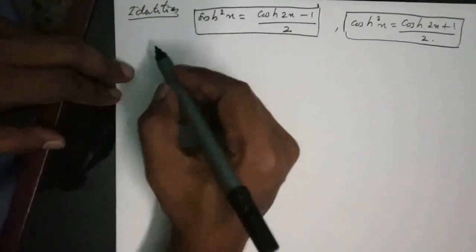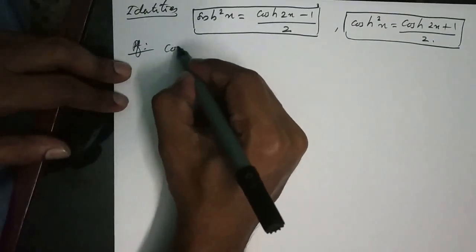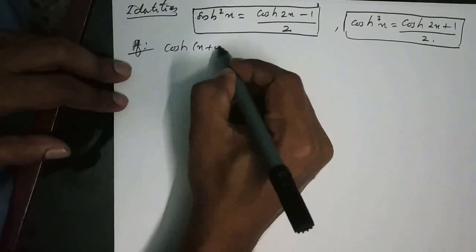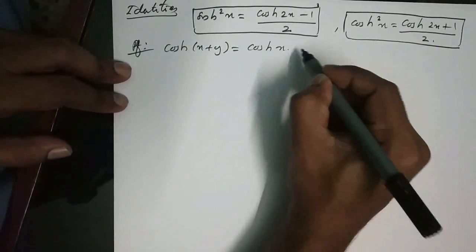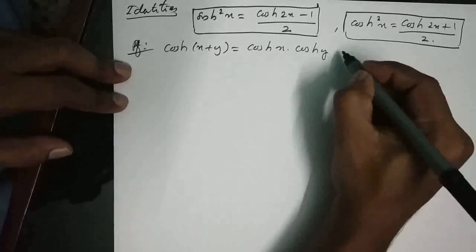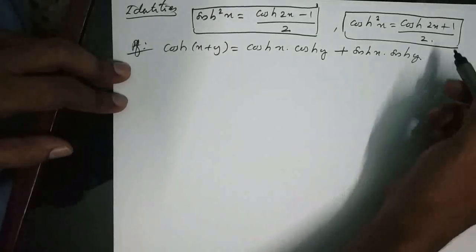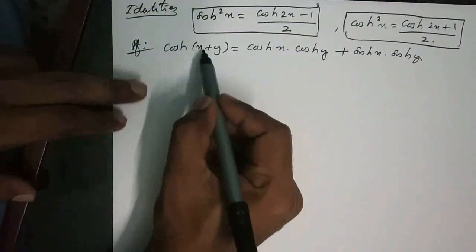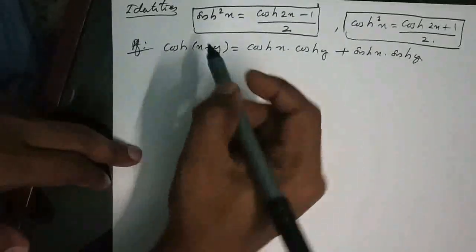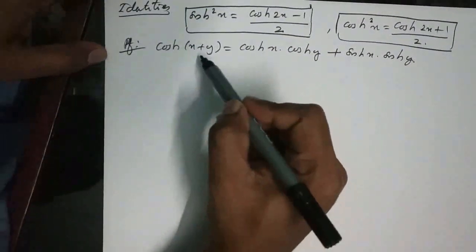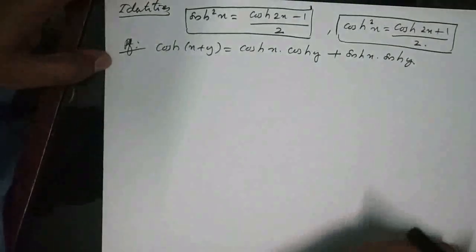Now we have to prove this. We have cosh of x plus y is equal to cosh of x into cosh of y plus sinh of x into sinh of y. This is important because cos of x plus y was what? Cos x into cos y minus sin x into sin y. But in hyperbolic functions, cosh of x plus y is nothing but here is plus: cosh x into cosh y plus sinh x into sinh y.